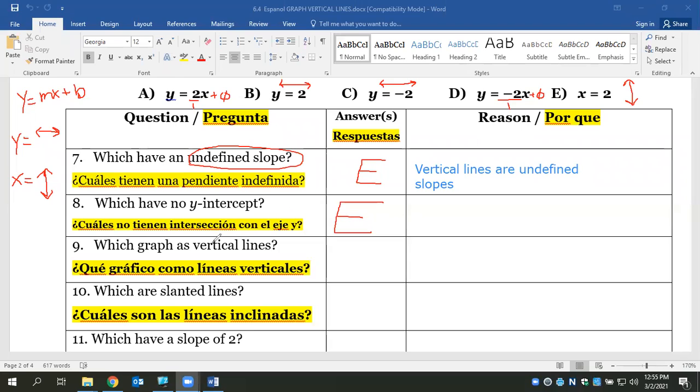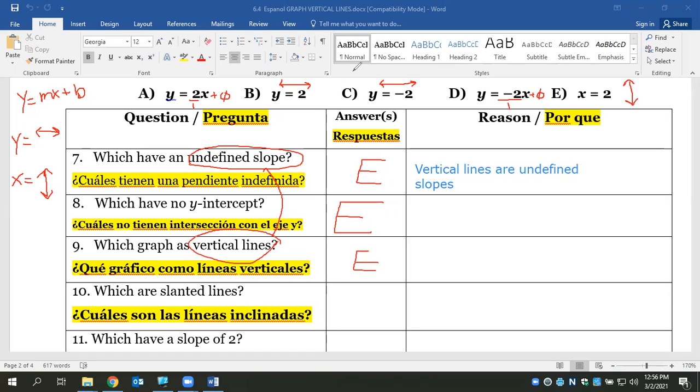All right. Okay. Which graphs are vertical lines? Well, that's a slope because it has slope. That's not vertical. That's horizontal. This is horizontal. This is a slope. This is the only one that has a vertical line, because vertical lines are undefined slopes. Same thing.